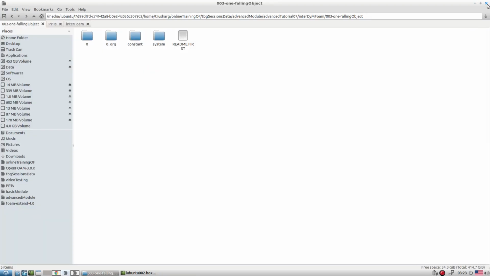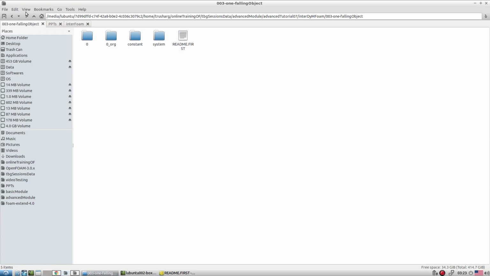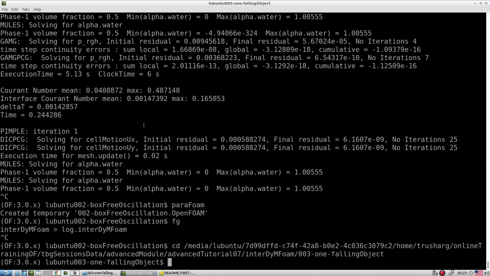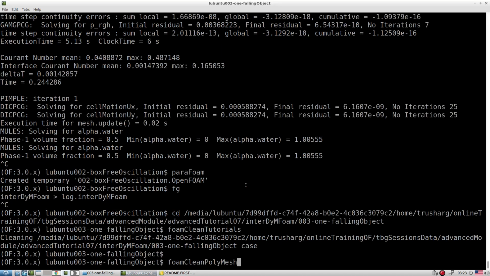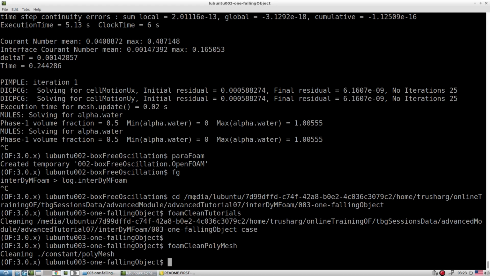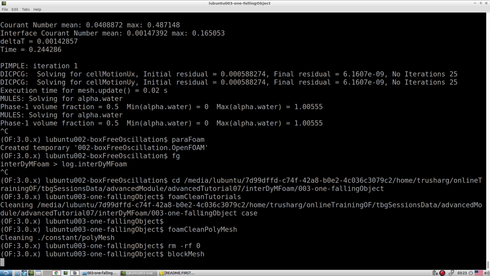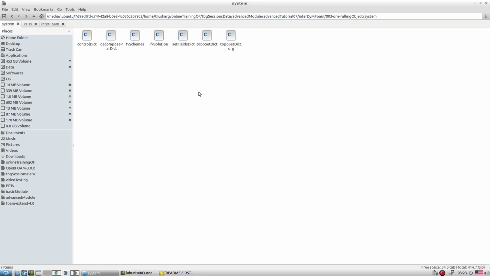I am showing you a couple of examples. Whatever you think is applicable to your project area, you can adapt a couple of things from these. So let's first clean the case. For the falling object, what we require, let's first remove the 0th folder, and first construct the block mesh files. And then we have a topo set.